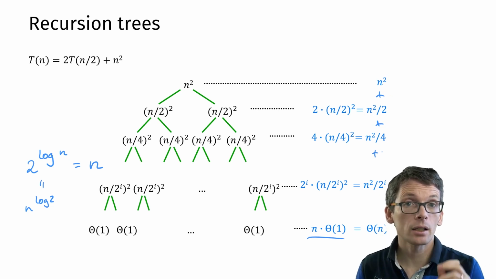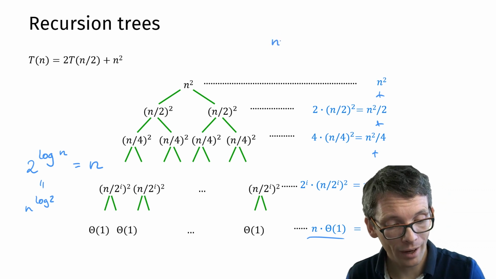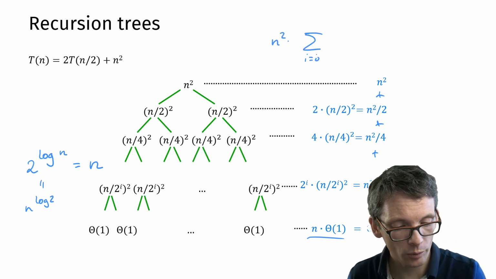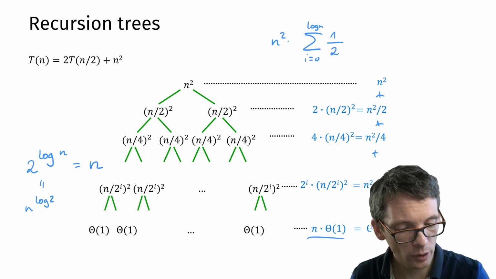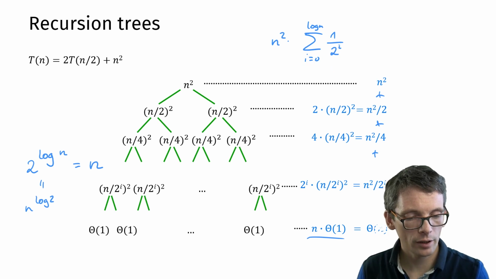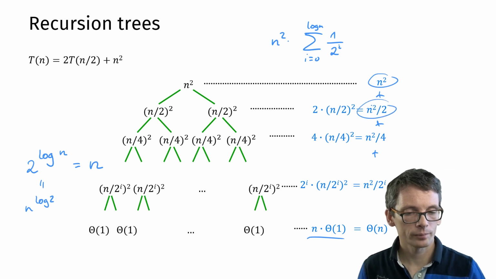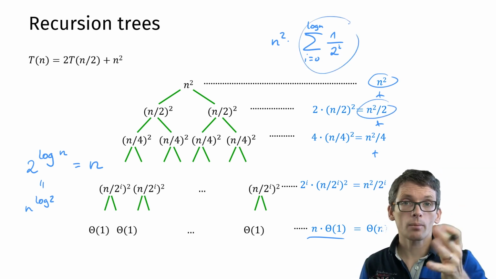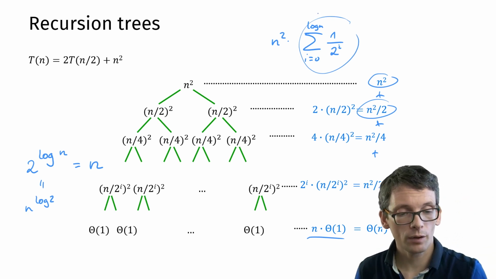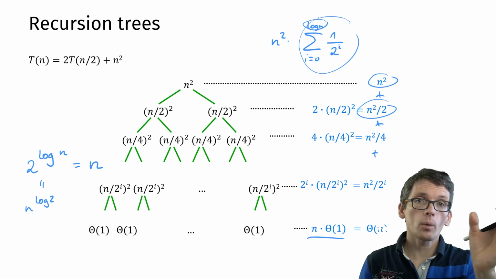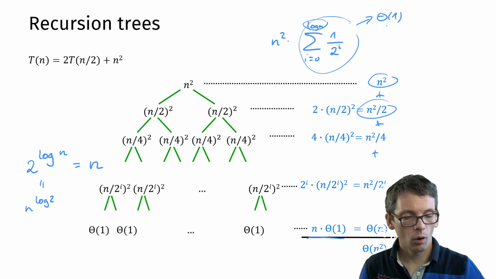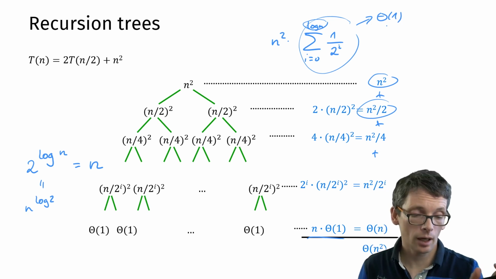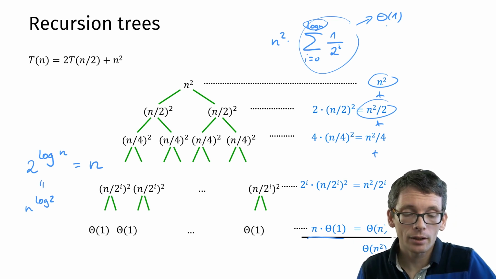You should recognize this as a geometric series. So we have n squared times the sum, i goes from 0 to log n, of 1 divided by 2 to the i. If i is 0, this is 1. That's the top level here. If i is 1, this is 1/2. That's here, and so on. Now the geometric series, 1 plus 1/2 plus 1/4, even if it would go further than log n, always stays below 2. So this is a constant. Overall, we get n squared times a constant, which is order n squared.